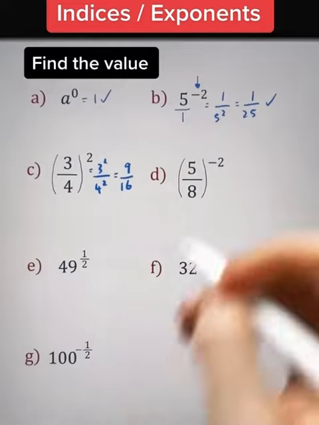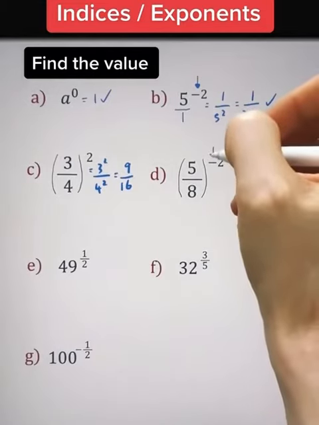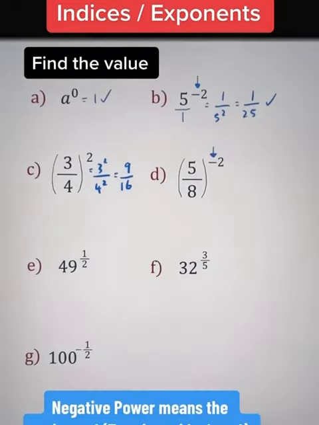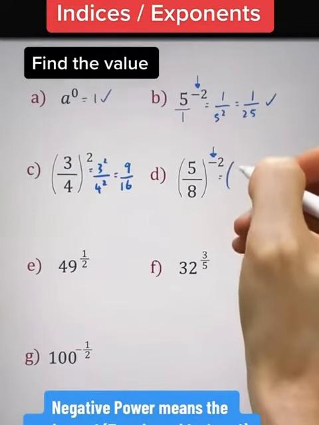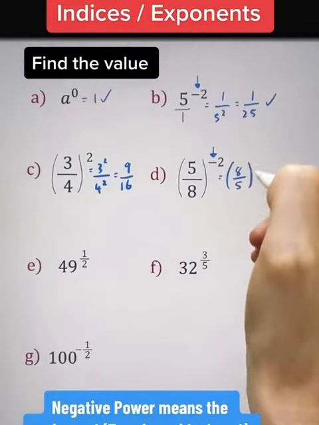For question D, again we have a negative power. Negative power means the reciprocal. In other words, turn it upside down. Hence 5 over 8 is going to become 8 over 5. And then we write the power positive.